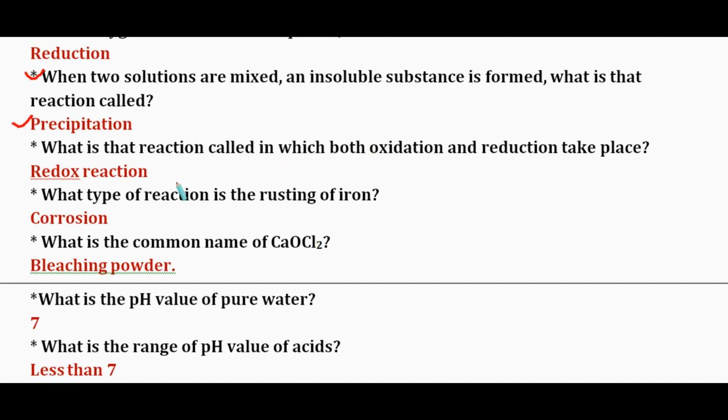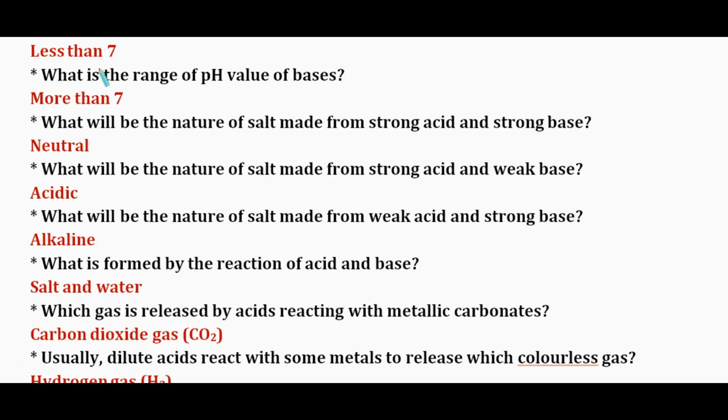What is that reaction called in which both oxidation and reduction take place? Redox reaction. Which type of reaction is rusting of iron? It is corrosion. What is the common name of CaOCl2? Bleaching powder. What is the pH value of pure water? It is 7. What is the range of pH value of acids? Less than 7.